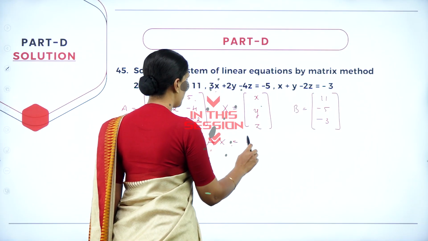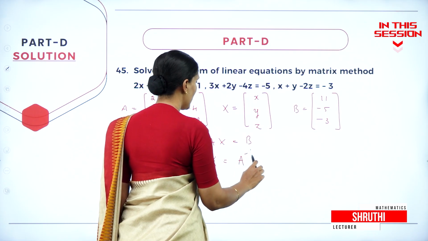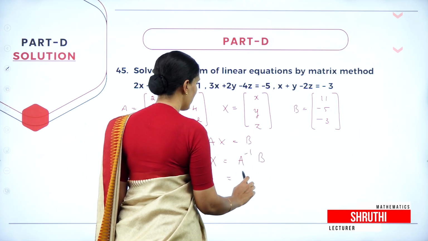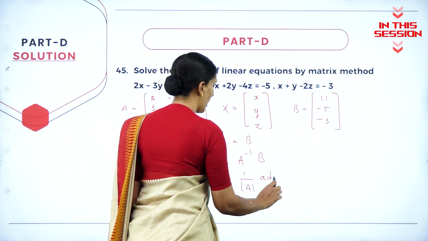Ax is equal to B. So if we need the values of x, y, z, then it is A inverse into B. To find A inverse, we have a formula: 1 over determinant A into adjoint A.